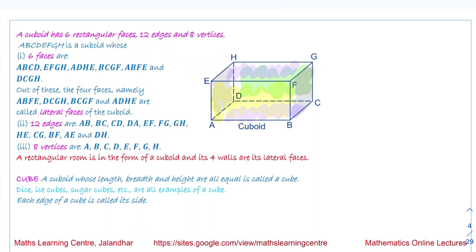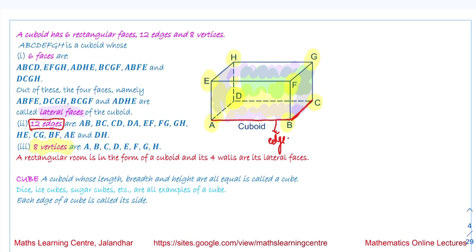After leaving the top and bottom faces, we are left with 4 faces, and those 4 faces are called the lateral faces. Then we have edges. A, B is an edge. Similarly, B, C is an edge. So we have a total of 12 edges in a cuboid. Then the points A, B, C, where these edges meet each other, are called the vertices. These are the 8 vertices of the cuboid, named A, B, C, D, E, F, G and H.